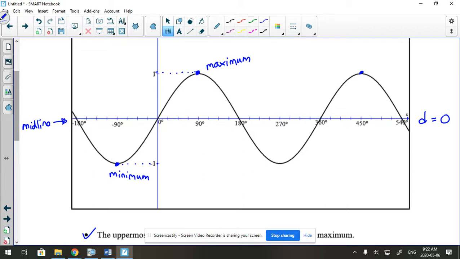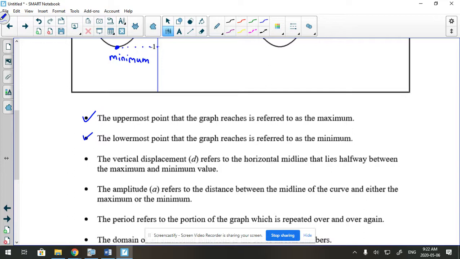Another way you can find this that might be handy later on is it's your max value plus your min value divided by 2. So in our case, it would have been 1 plus negative 1 divided by 2, which is 0.